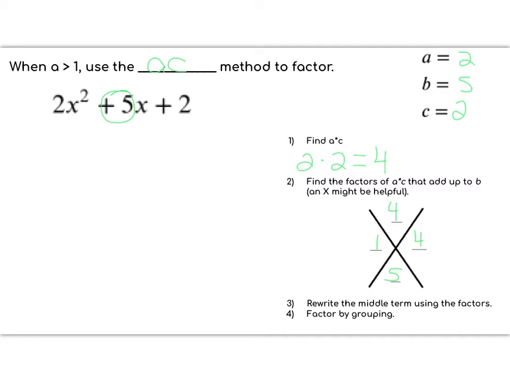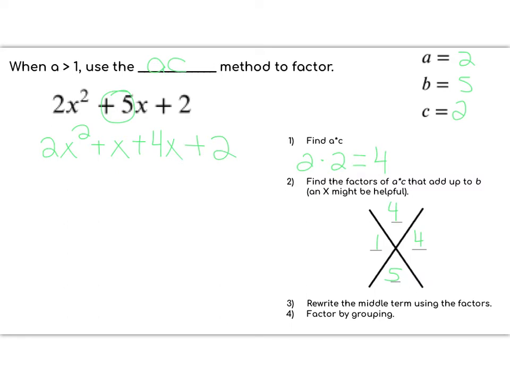Now here's where this is going to be different than what we have done before. We're going to rewrite the middle term using those factors. So we're going to copy the 2x squared, and we're going to write 5x as 1x plus 4x. Okay, so we're going to use those two factors that we just found, and rewrite that 5x as 1x plus 4x, and we're going to copy the plus 2. And now we're going to factor by grouping.